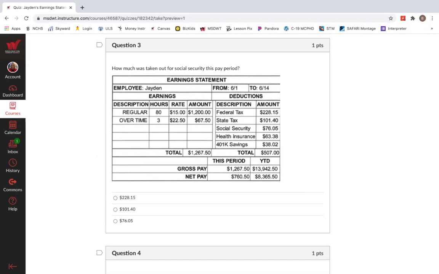Question 3, how much was taken out for Social Security this pay period? So you have to look at your deductions. How much was deducted for Social Security this pay period? $228.15, $101.40, $76.05. How much was taken out for Social Security?